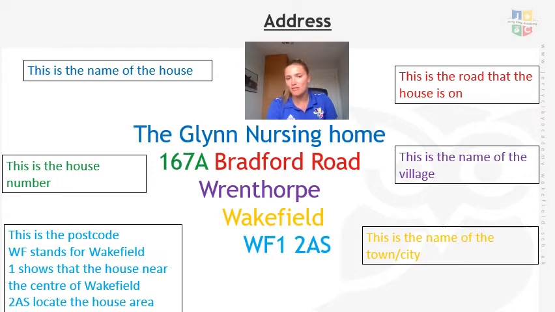Underneath that, we put the name of the village. So the Glyn is in Renthorpe, so we would put Renthorpe next. And then we would put the name of the city or the town that the village is within. So the town or the city, obviously for us, is going to be Wakefield, as it's where the Glyn is. And finally at the bottom we have what we call a postcode. Now the postcode locates it exactly. The WF stands for Wakefield, so Wake is for the W and Field is for the F. The one shows that the house is nearest to the centre of Wakefield, and then the 2AS locates the house area, so where exactly that house is in that area.